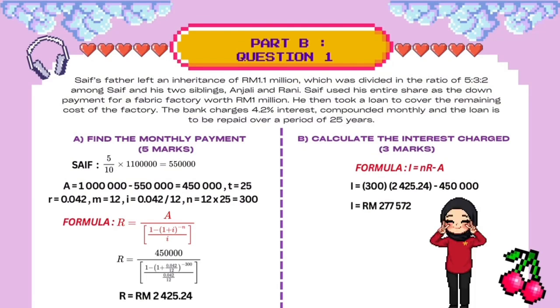So here I will explain part A, question 1. For question A, we need to find the monthly payment. First, we need to find out how much Saif's share is. So we use 5 over 10 times 1.1 million. And the answer we will get is 550,000. This 550,000 is the amount that Saif used for the down payment.